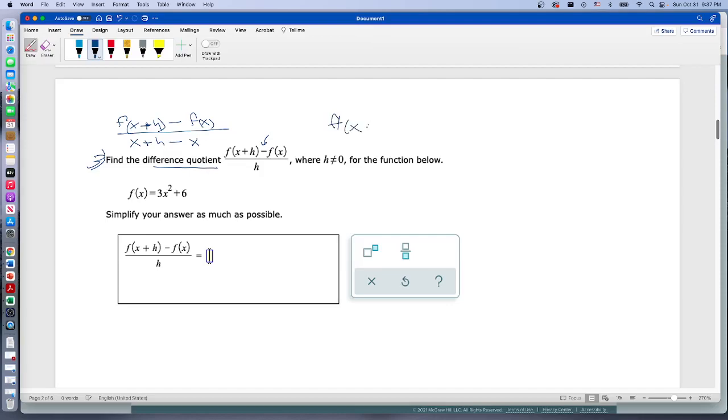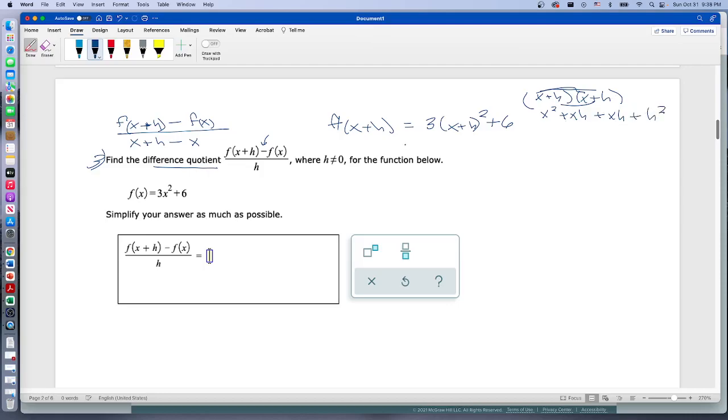F of x plus h is equal to 3x squared plus 6, and in here we put the x plus h. Okay, so we're going to figure that one out yet. We have to take x plus h and square it, so that is x plus h times x plus h, and then we'll plug it into the 3. So you FOIL this out, you get x squared, you get xh, you get another xh, and then finally you get an h squared.